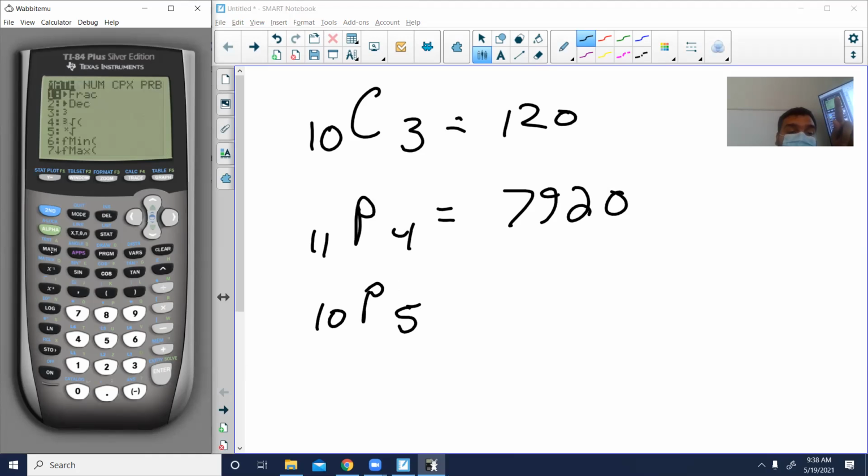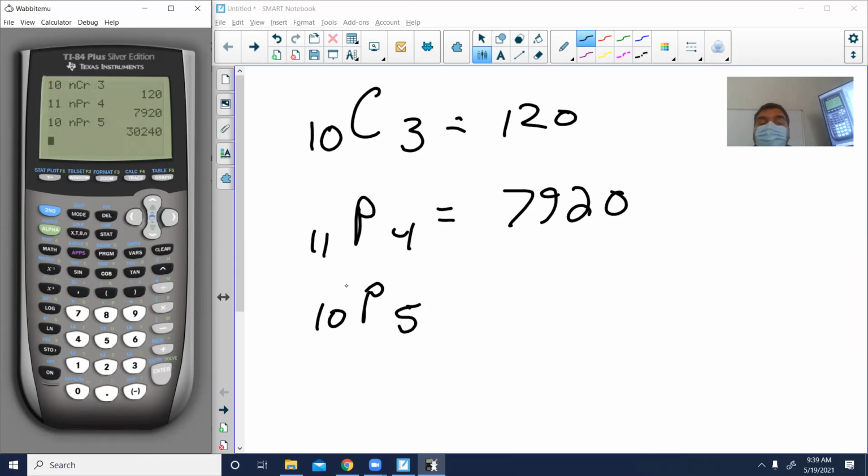Math. Okay, you're gonna go left to PRB. So you hit left, because you could go right, but let's go left, it goes to PRB. And then pick whatever you need. So NPR or NCR, depends on the question. In this case, it's NPR. And then put the last number, which is 5. And then just enter.